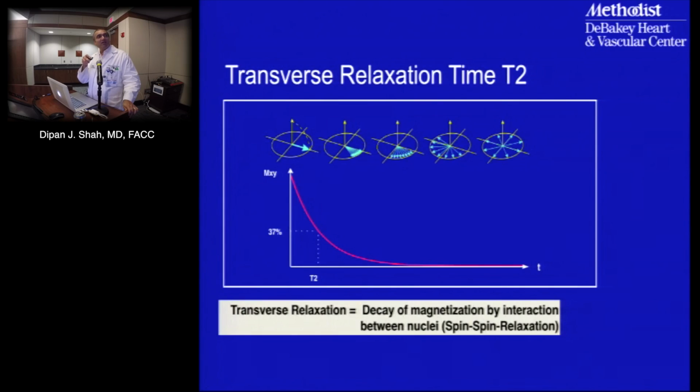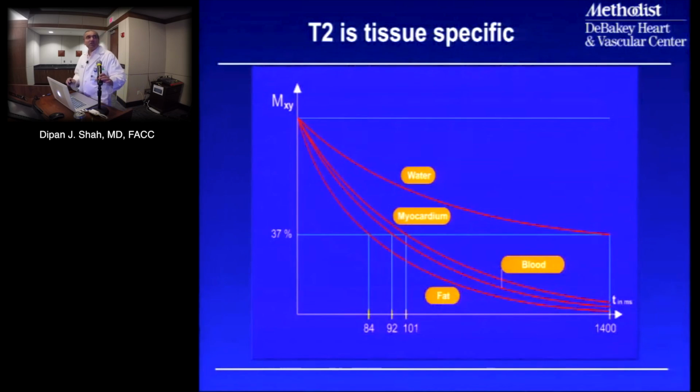So this is the decay or relaxation in the transverse magnetization that occurs over time, and that's T2. And the T2, by definition, is the amount of time that it takes to decay your magnetization to 37% of what it was when you first drove it into the transverse plane. Now, this is tissue specific, so the rate of T2 decay is different for water versus myocardium versus blood versus fat, okay?